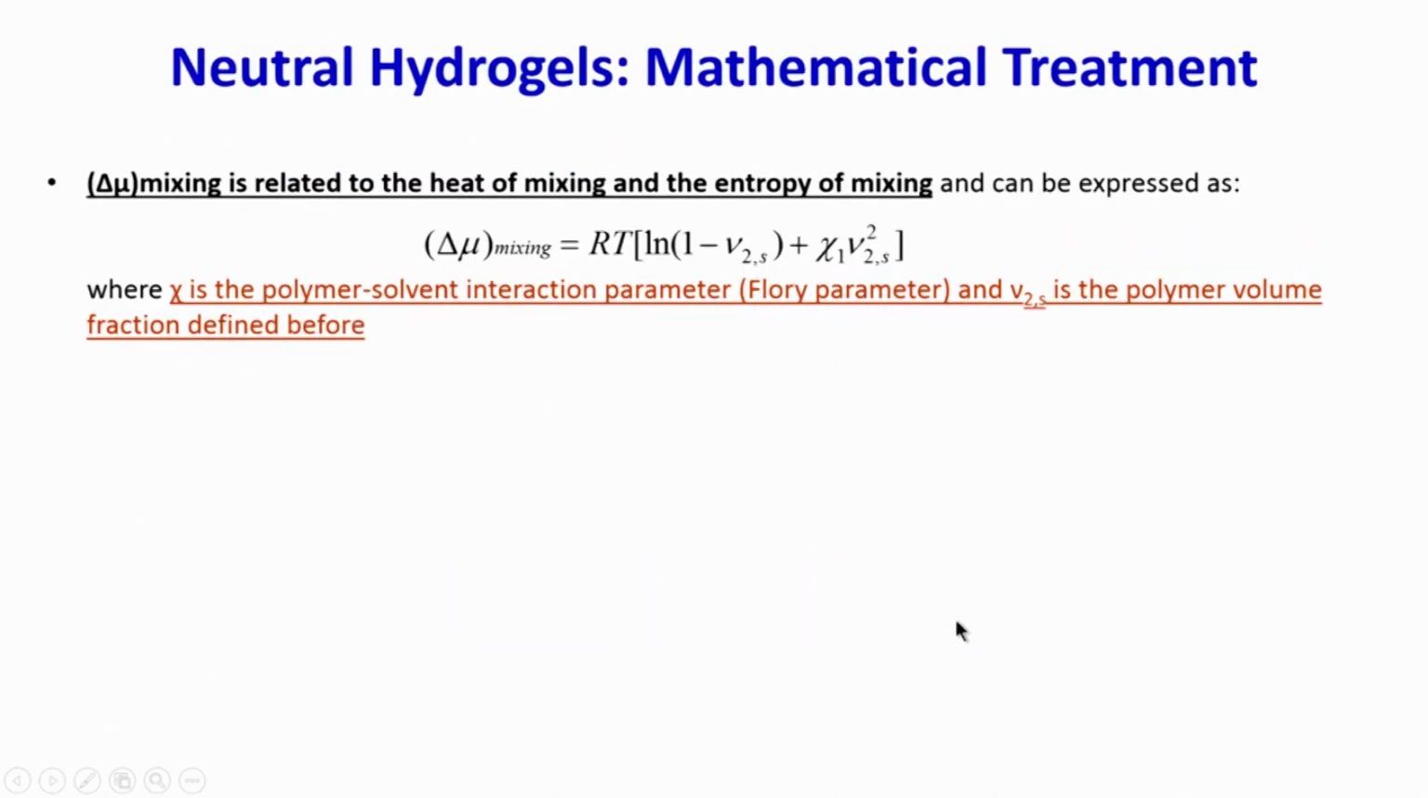Okay. So, now that we have established that, let us see how we can define the delta mu for mixing. So, this is of course related to the heat of mixing and the entropy of mixing. So, this can be defined directly as delta mu mixing is equal to RT with this expression, where, and I am not going to go into the derivation of all of these equations, chi is the polymer solvent interaction. So, how the polymer and solvent are interacting. This is going to change if you change the polymer, this is going to change if you change the solvent, and then V2, as we have already defined before, is nothing but the polymer volume fraction of the gel.